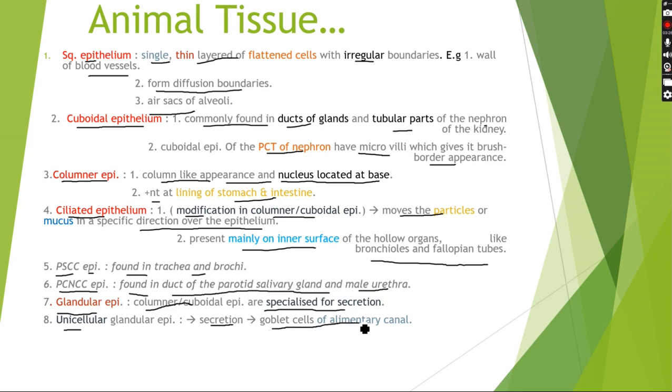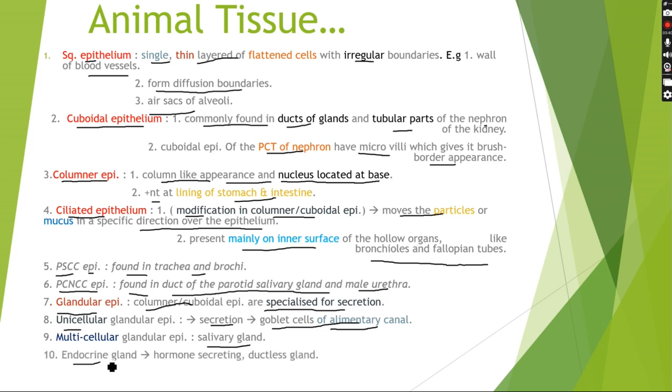और इसका example क्या है? Goblet cell of the alimentary canal. Okay, goblet cell of the alimentary canal. Only goblet cell नहीं, यहाँ पे alimentary canal important है. Then multicellular glandular epithelium. Example क्या है इसका? Salivary gland.